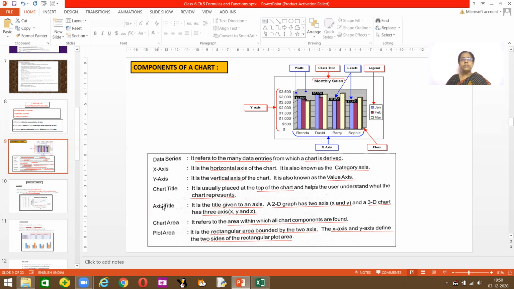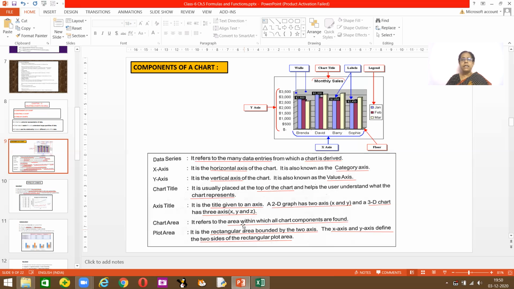This is a chart title which helps us to understand what type of chart we are creating. Clear? The next one is the axis title. The axis title is a title that is given to an axis. Like these bars that are there, either we get a 2D graphical bar which has only X and Y axis. If it is a 3D, right now this is a 3D, so this 3D chart would have 3 axes, X, Y, and Z.